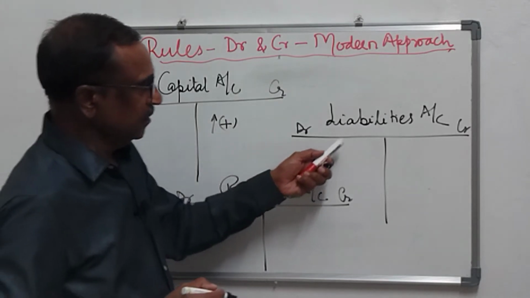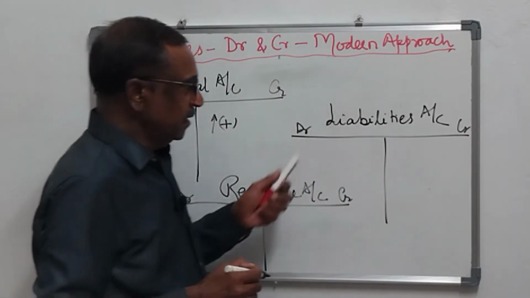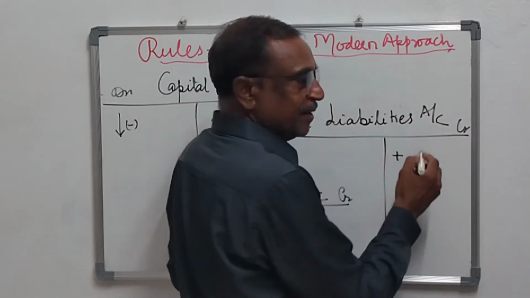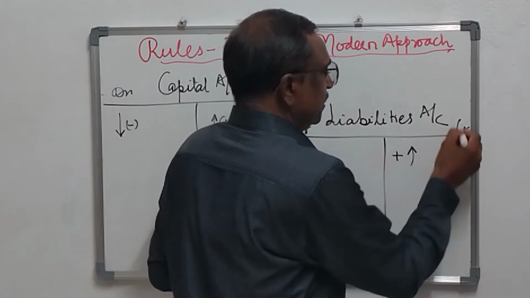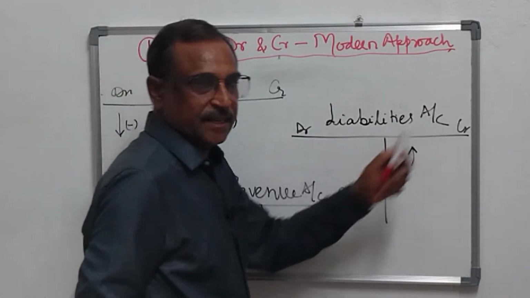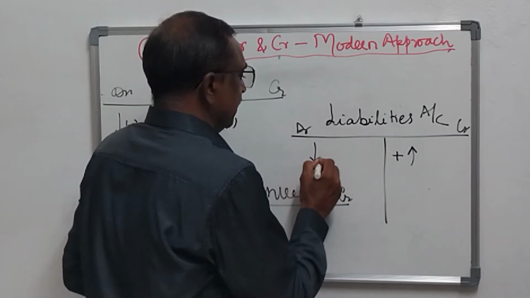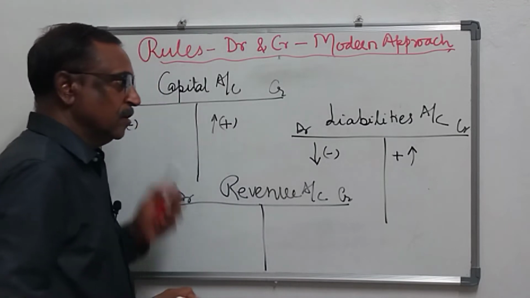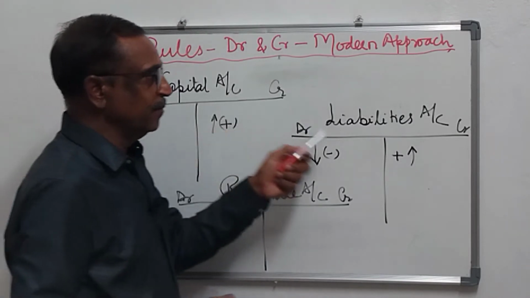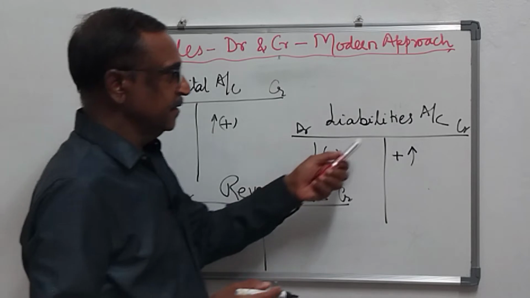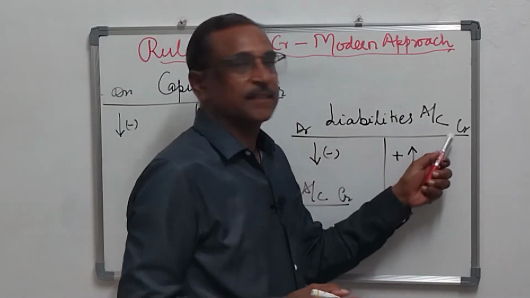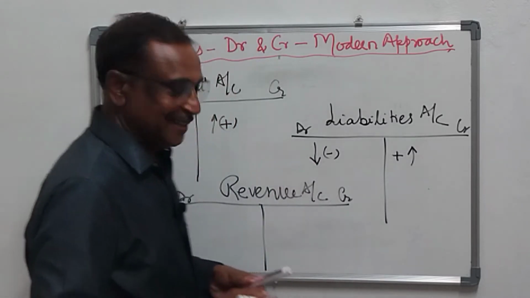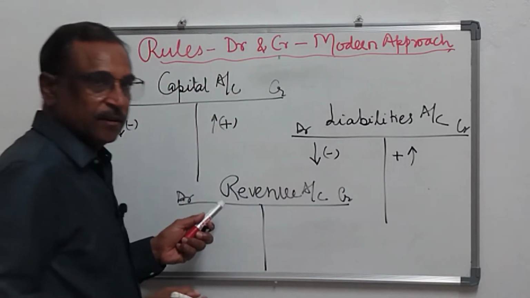Now we take on liabilities. In liabilities also, whenever there is an increase in liabilities, it is recorded on the credit side, and whenever there is a decrease in liabilities, it is recorded on the debit side. So the same rule is applicable to liabilities as that of capital. That is, increase in liabilities is credited and decrease in liabilities is debited. Clear? And now we take on revenue.